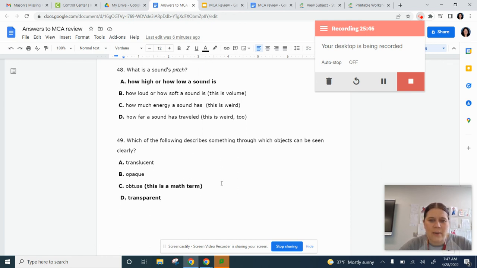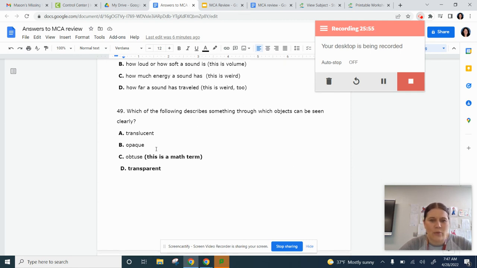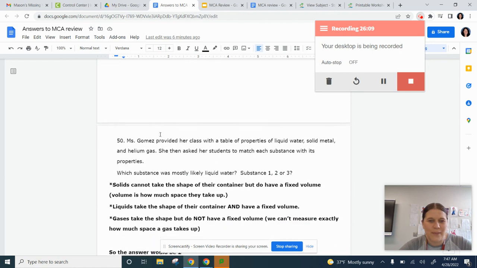Which of the following describes something through which objects can be seen? Transparent. Obtuse, I think that's a math term, an obtuse angle. Opaque is when you can't see through it at all. And translucent is fuzzy glass, right? Stained glass, where you can kind of see it and kind of not. So transparent. If you are very transparent, I can see through you.